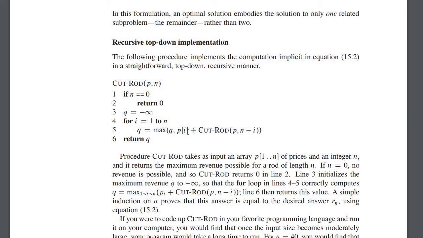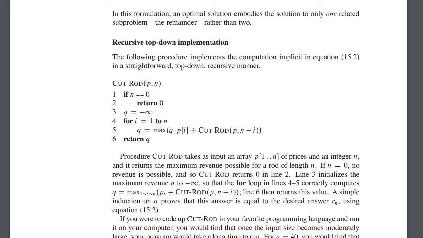So we need to identify the value of p i. If i is 1, p i will give me the value of 1 unit price, that is 1, which is going to be added with the cut rod function. Again, the function is calling itself. So p is the same array of prices, where n is n minus 1. I have already taken 1 unit piece, so I am sending for the next call n minus i. Here i is 1 and n is 4, so 4 minus 1 means 3. So I am recalling the function with p comma 3.